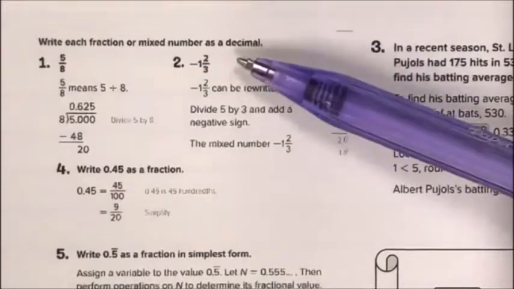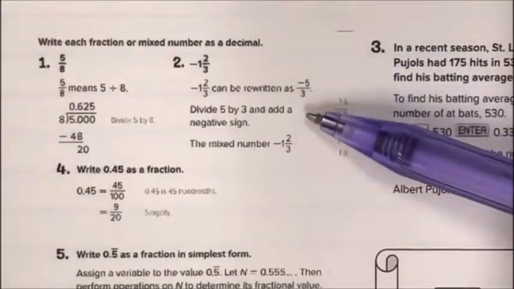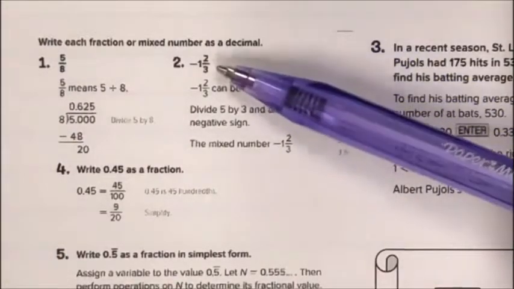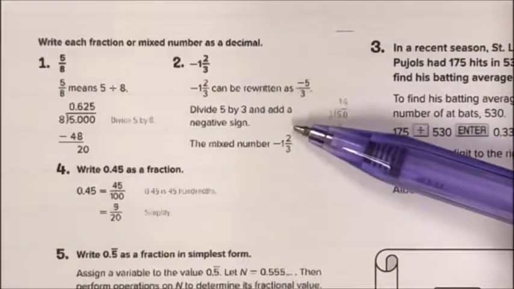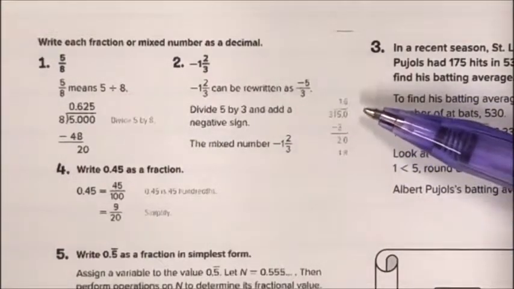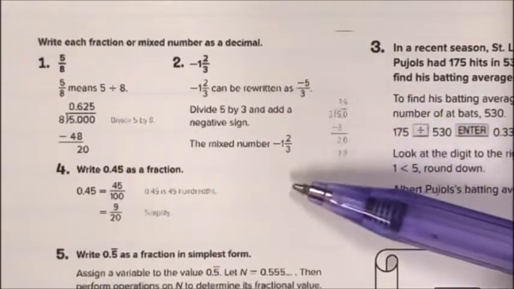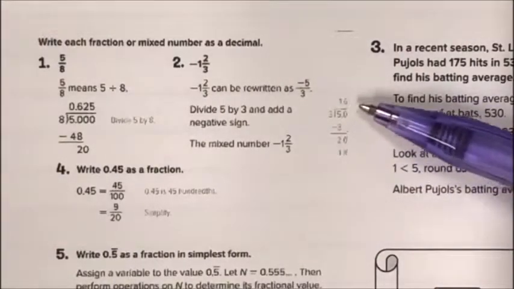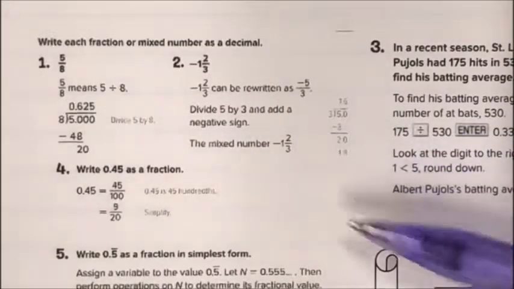Example number 2 is -1 2/3. So -1 2/3 can be written as -5/3 because I can change my mixed number to an improper fraction, which is what I did here. And then I divide 5 by 3 and add a negative sign. So when I divide, I get 1.6 repeating. Okay? So 1.6 repeating, that's what the little bar over the top means. So the mixed number is -1 2/3, but it's a 1.6 repeating decimal.